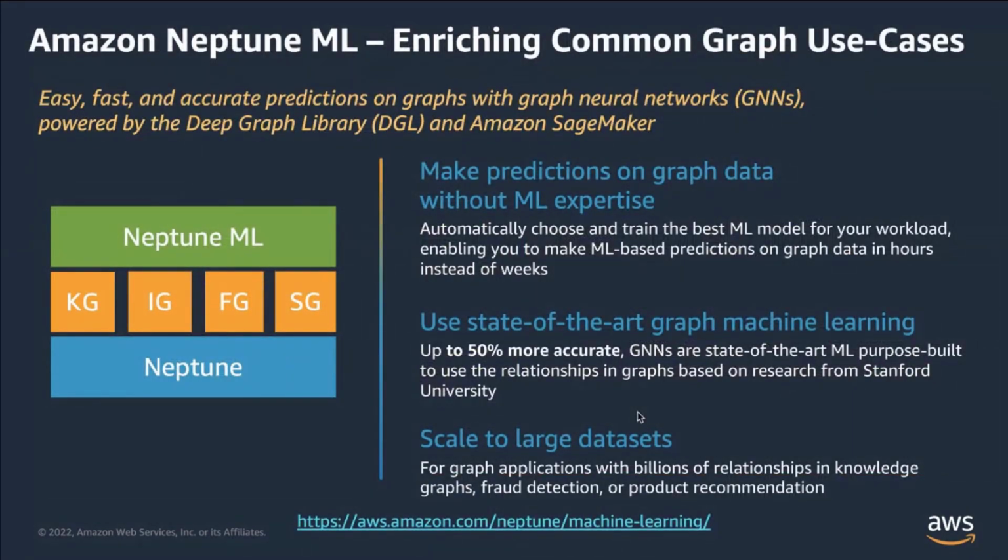We released Neptune machine learning capabilities to make better predictions with your graph data. Neptune ML is an integration with graph neural networks powered by Deep Graph Library and Amazon SageMaker to make easy and quick predictions with your graph data without the need to have expertise in machine learning techniques and models. You can automatically choose and train the best ML models for your workloads or bring in custom models and get up to 50% more accurate results in hours instead of weeks.